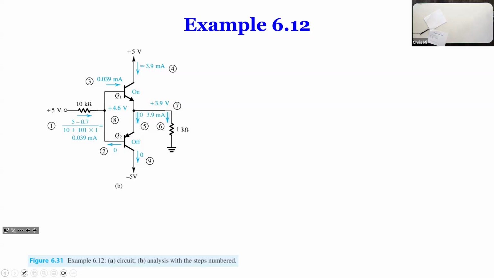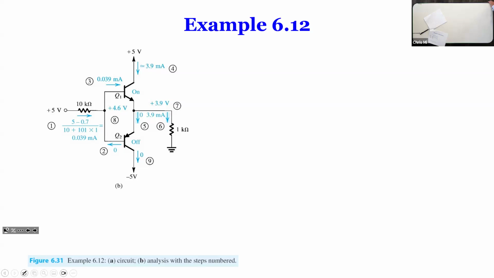Yeah, go ahead. The thing that's confusing me here is what are we doing to get the current through this resistor? Why those numbers? What's going on here? Because we're adding a resistance divided by plus beta plus 1. You're talking about equation 1? Yeah, equation 1. How did we get that full equation?